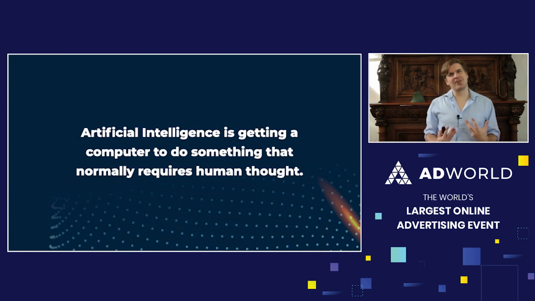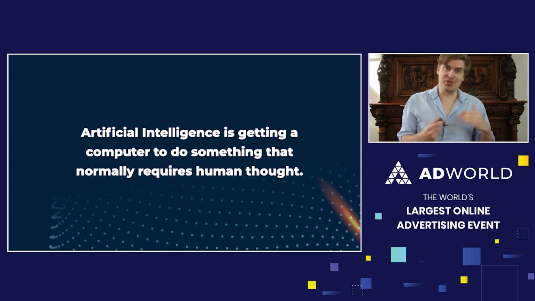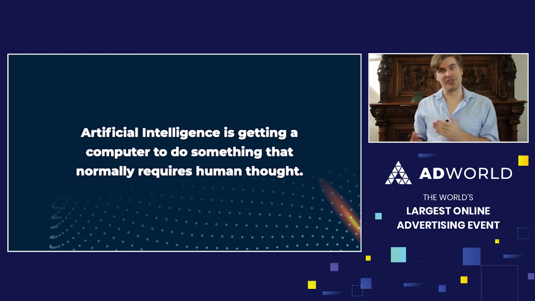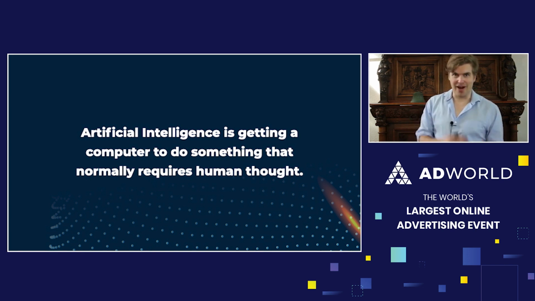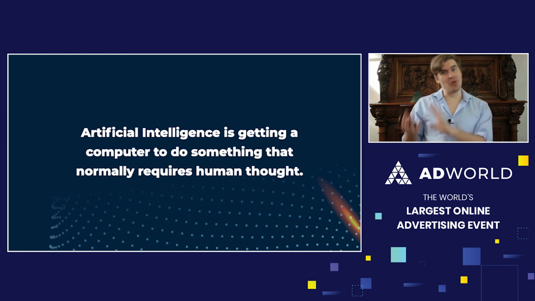Okay, so what is artificial intelligence? Artificial intelligence is getting a computer to do something that normally requires human thought. For instance, driving a car normally requires human thought. And right now we're working on getting cars to drive themselves using a computer. So because we're replacing human thought with a computer, that is artificial intelligence.